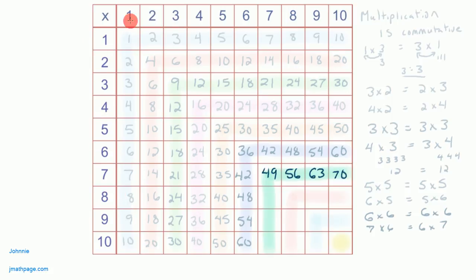8 times 7 is the same as 7 times 8, 56. So that's right here. 9 times 7 is the same thing as 7 times 9, 63. 10 times 7 is the same as 7 times 10, which is 70.